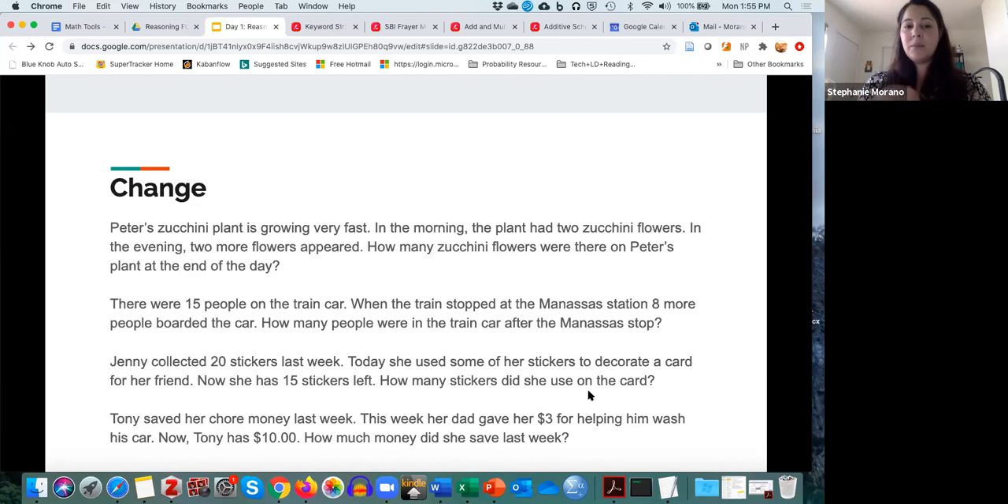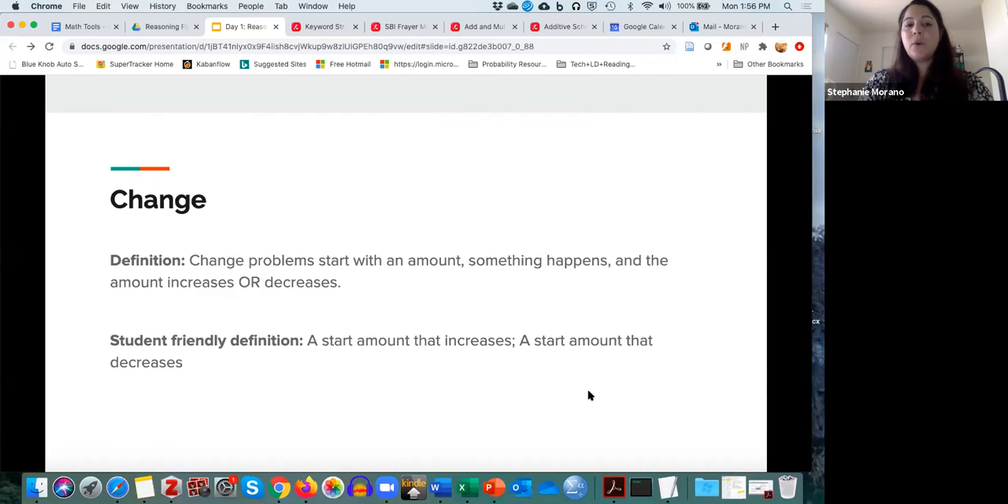So we've got some example problems here, and I want to do the same thing here. Just read these through and think about what makes this set of problems hang together as a group. What do they have in common? How would you define this set of problems? So just think about that for a moment. Beginning point, change happens, increase or decrease. Exactly, great. So change problems have a start amount, then something happens, and that start amount either increases or decreases. Exactly. For students, you could teach a start amount that increases or a start amount that decreases.